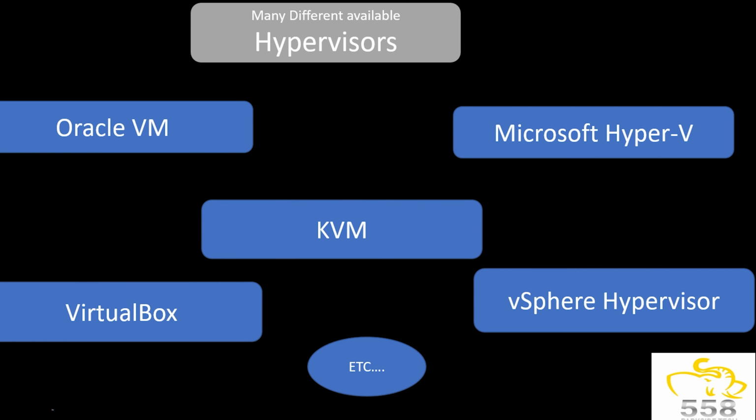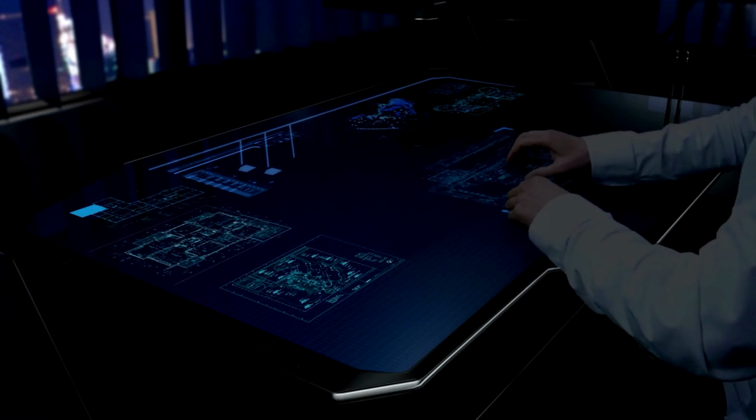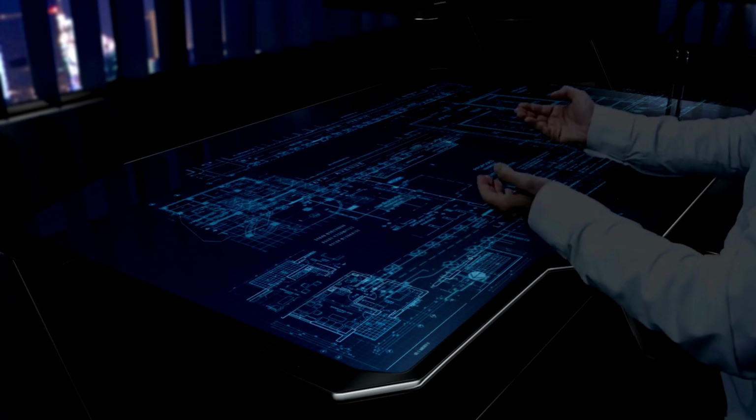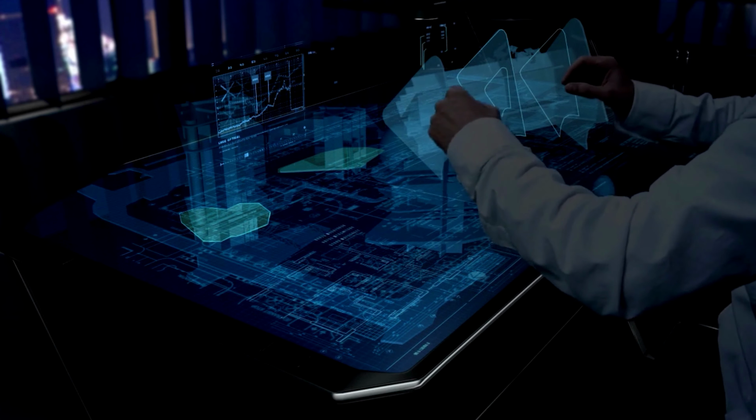Now there are many different types of hypervisors. There's Oracle VM, Microsoft Hyper-V, KVM, vSphere Hypervisor, VirtualBox, etc. There are many different type 1 and type 2 hypervisors. Now with the type 2 hypervisor, you would do exactly the same thing. You already have your operating system, like the example I gave you. You already have Windows mounted, so then you would put your hypervisor on there as well. Then you would put any of the individual applications on top of that.